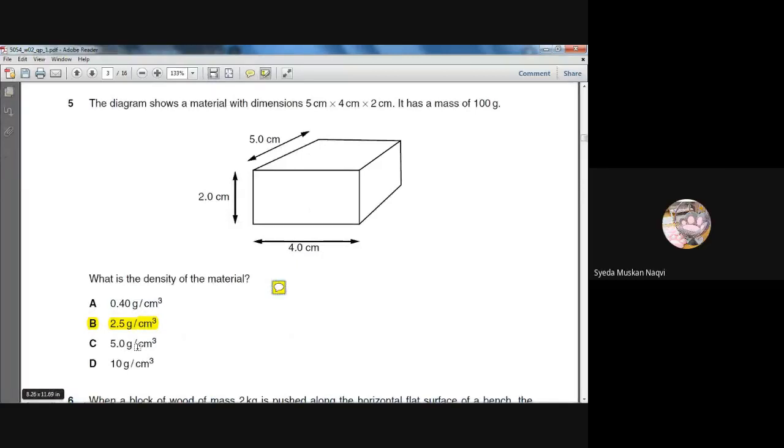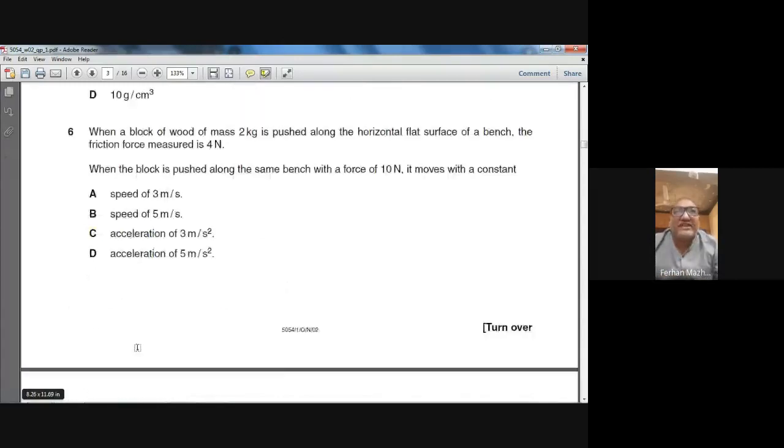Okay. We are moving to the next question. When a block of wood of mass 2 kg is pushed along the horizontal flat surface of a bench, the friction force measured is 4 Newton. When the block is pushed along the same bench with a force of 10 Newton, it moves with a constant... So when a block of wood of mass 2 kg is pushed along the horizontal flat surface of a bench, the friction force measured is 4 Newton.